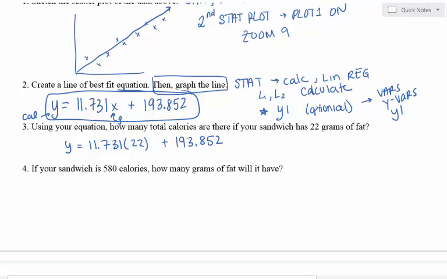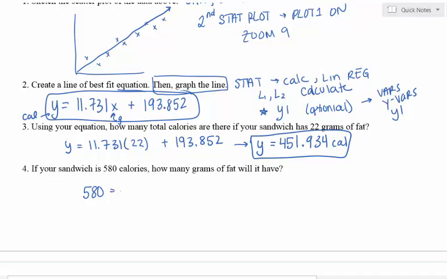And I'm just using the equation from number 2. So then I get Y equals 451.934 calories. And a similar problem, it says if your sandwich is 580 calories, how many grams of fat will it have? Well, in this case, Y is the calories.